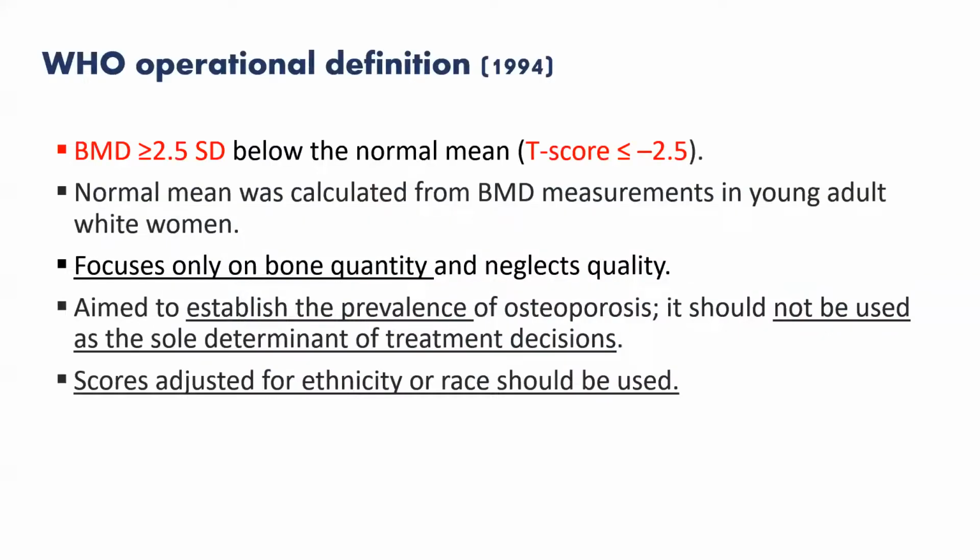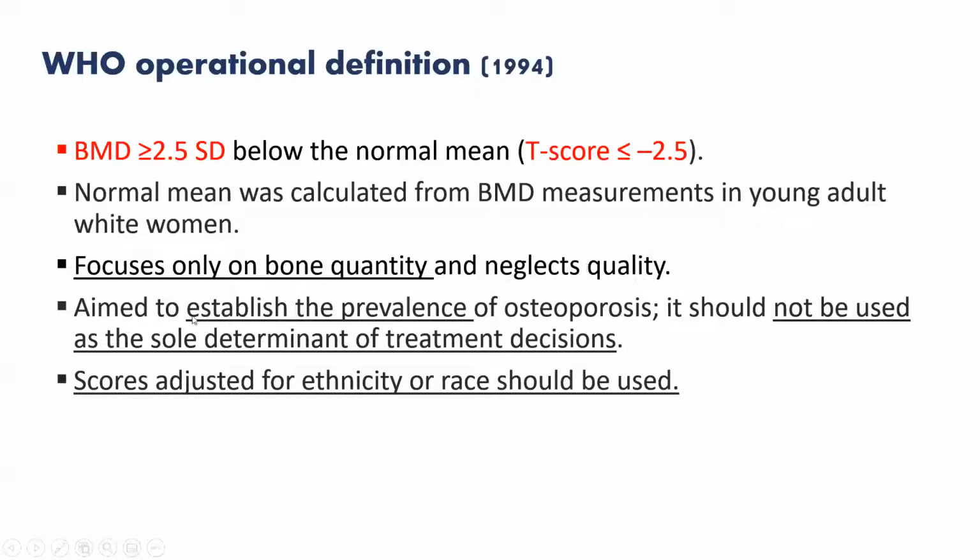According to the WHO operational definition, an osteoporotic patient has a bone mineral density of 2.5 standard deviations or more below the normal mean. It is equal to a t-score of minus 2.5 or less. The normal mean was calculated from BMD measurements in young adult white women. And this definition, as you can see, focuses only on bone quantity and neglects anything about bone quality.